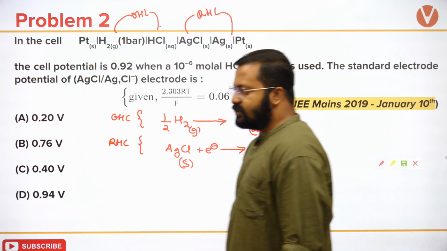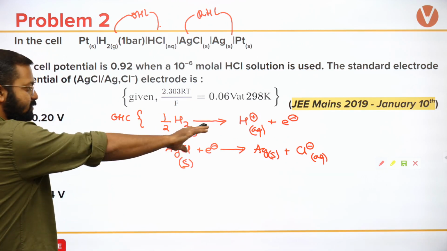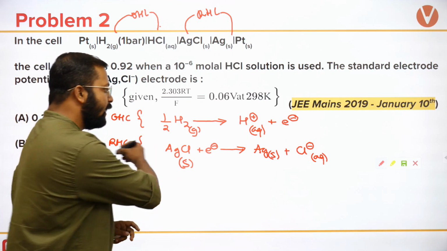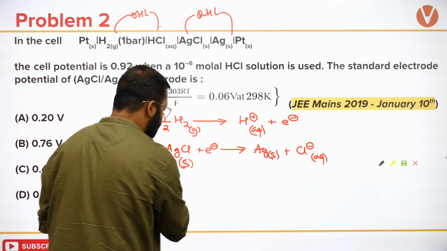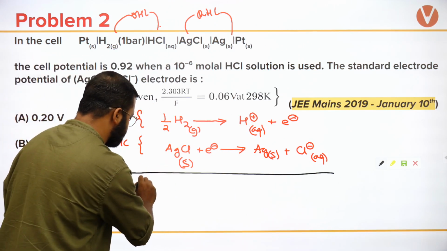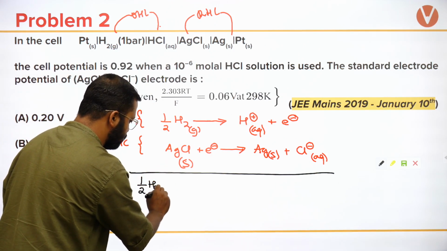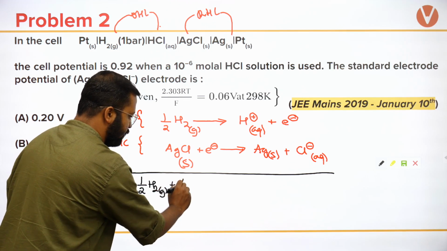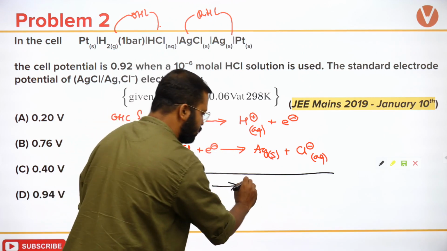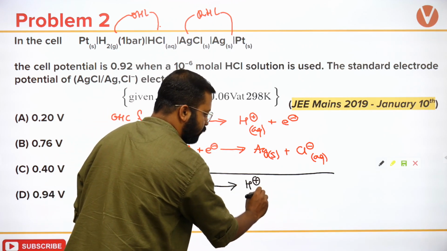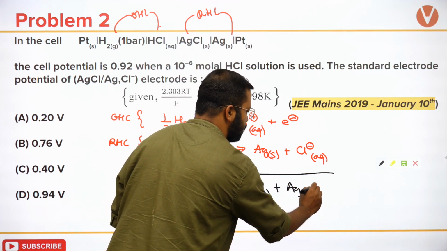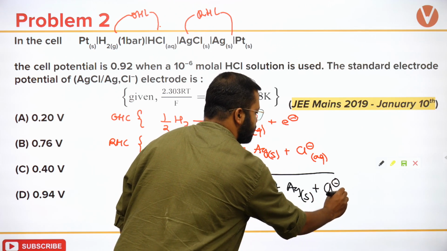Now when I write this reaction and balance it, the reaction looks balanced. 1 electron is given out, 1 electron is taken in, and if I write the overall reaction it will look something like this: half H2 gaseous plus AgCl solid changes to H plus aqueous plus Ag solid plus Cl minus aqueous.